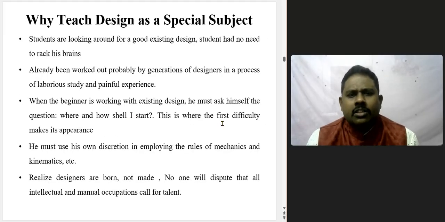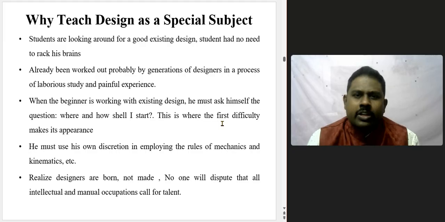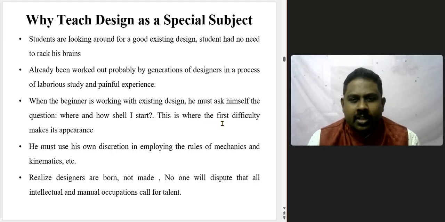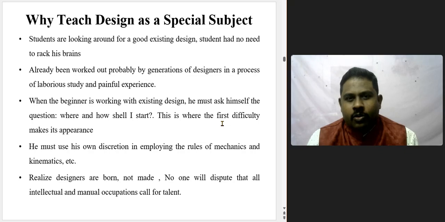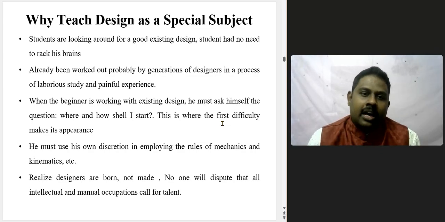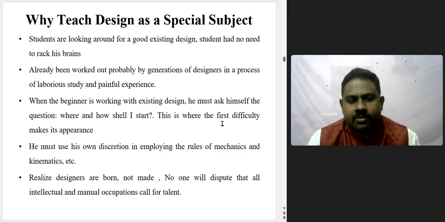Next, students are looking around for a good existing design. Students have no need to rack their brains. For example, the drone came initially for one purpose, but today it is used for multiple purposes. A small drone can do so many advancements. That is very, very important. It is already worked out over generations, a laborious and painful experience for a designer.